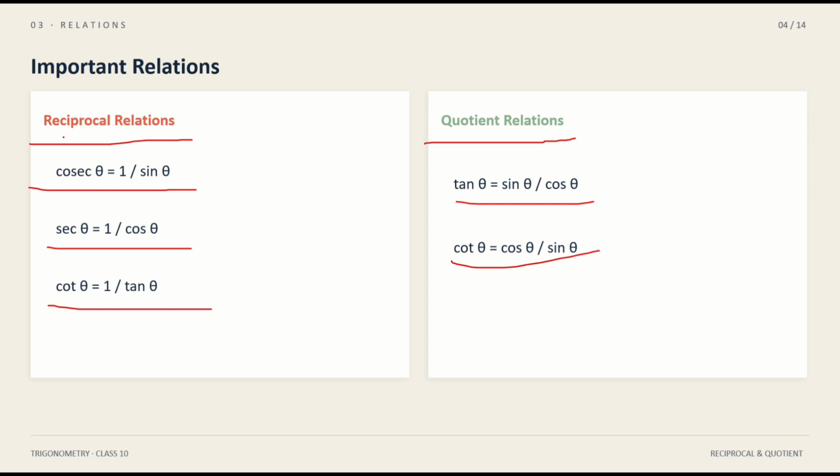In this slide we will learn about the reciprocal relations, such as cosec theta is equal to 1 by sin theta, sec theta is equal to 1 by cos theta, and cot theta is equal to 1 by tan theta. And the quotient relations, that is tan theta is equal to sin theta by cos theta, and cot theta is equal to cos theta by sin theta.